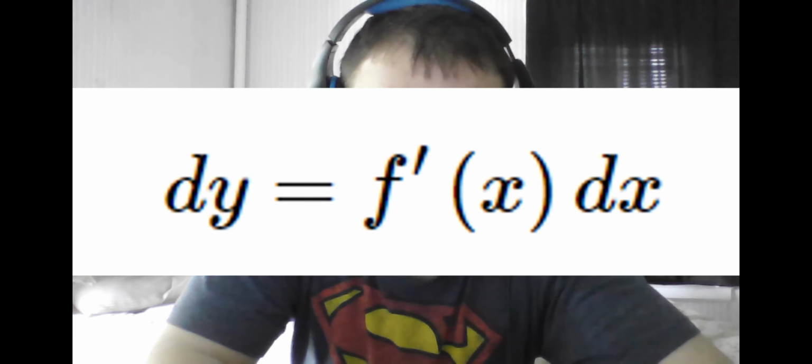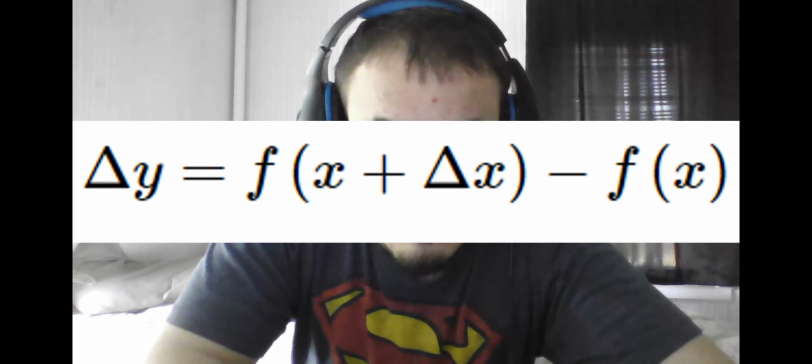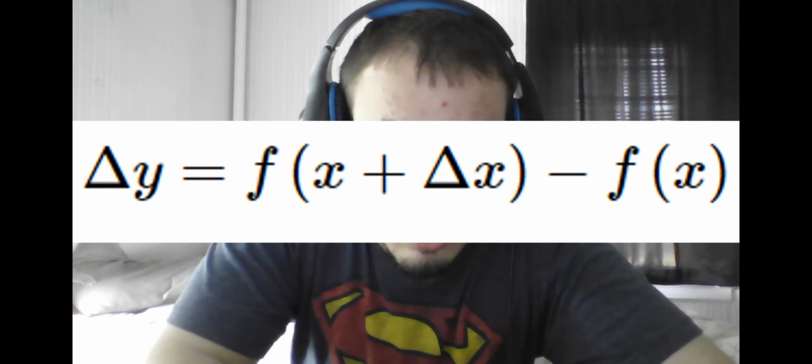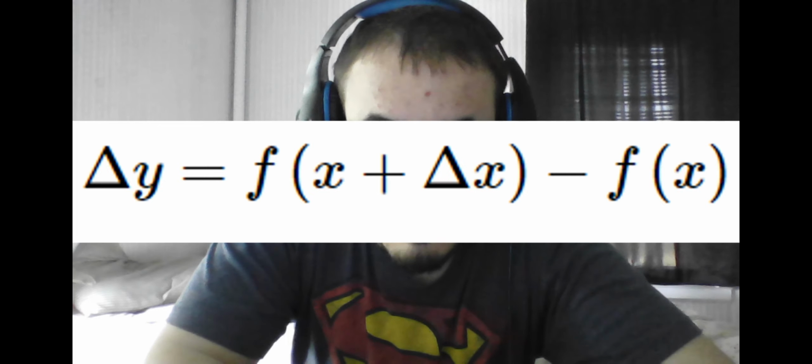This means if we have change in x as a change in x, and change in y as the function of x plus change in x minus the function of x, we can see that for changes in x sufficiently small, changes in y are approximately equal to the differential of y. This means that we can compute tolerance for errors when manufacturing objects using differentials.